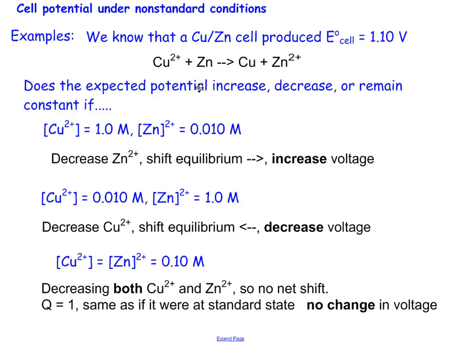And in the last one, I decrease both product and reactant equally. So there's no net shift in the equilibrium. So Q is the same ratio that it would have been in standard states. So the voltage is what it normally would have been predicted, 1.10 volts.